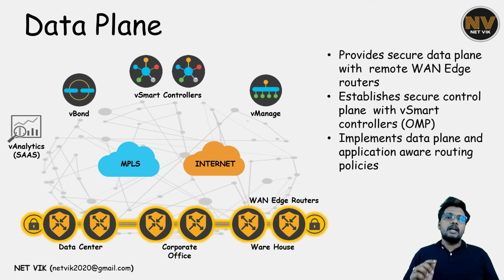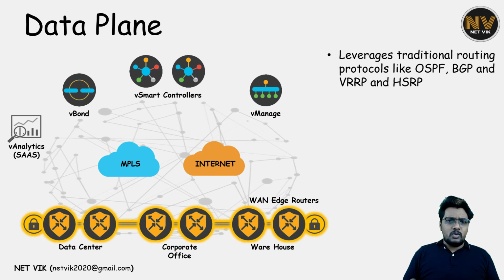Implements data plane and application aware routing policies. When you want to do application based routing and you create a policy, obviously you will create the policy in vManage via the GUI, the graphical user interface, but it will be pushed all the way up to the WAN edge routers so that they will be able to send the data traffic according to the policy.